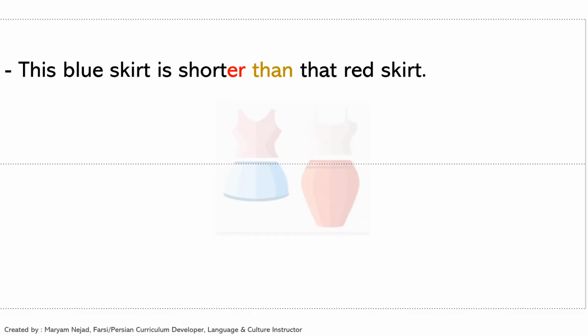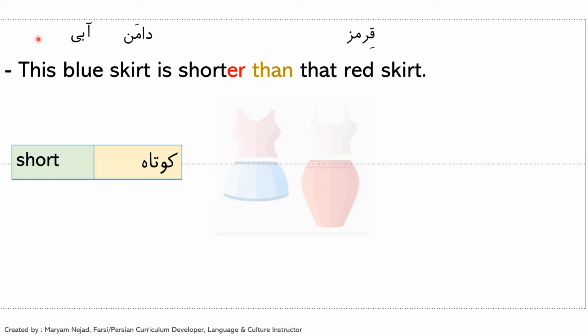Now let's take a look at a few examples. The first one says this blue skirt is shorter than that red skirt. So the adjective here is short, and short is کوتاه. So we need to add the suffix tar to کوتاه to make it shorter. And then here are the other vocab. So blue is آبی, skirt is دامن, and then red is قرمز.